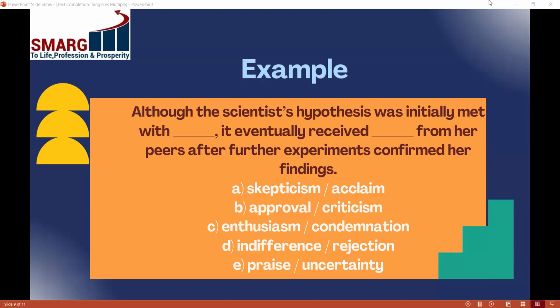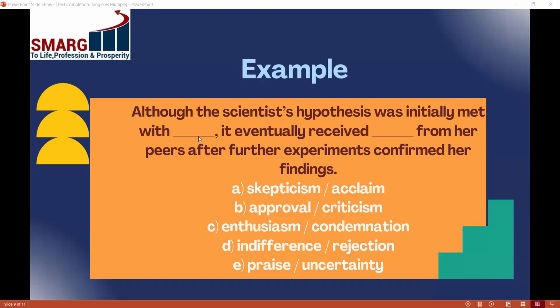So majority have chosen option A, skepticism and acclaim, a very good combination, yes. Because we look at our words, we are looking for a sentence talking about how initially there was a lot of reservation as to whether this thing is right or wrong, and then later on it gets proven, and so there is a lot of recognition coming alongside that. So skepticism and acclaim happens to be a good pair.